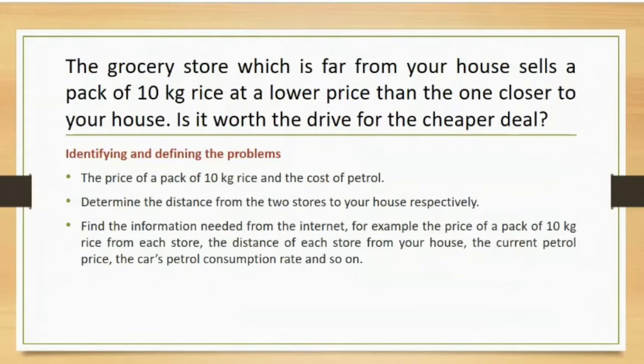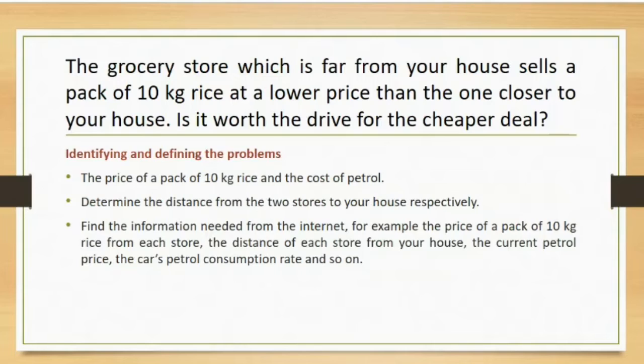Here is one example for the question. The grocery store, which is far from your house, sells a pack of 10 kg rice at a lower price than the one closer to your house. Is it worth the drive for a cheaper deal? We can use the 6 components that I mentioned just now to solve this question.